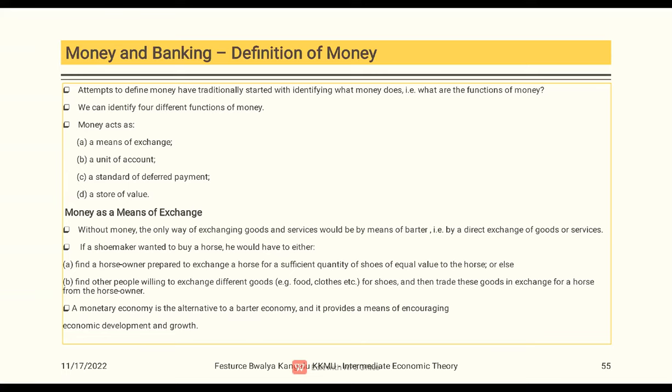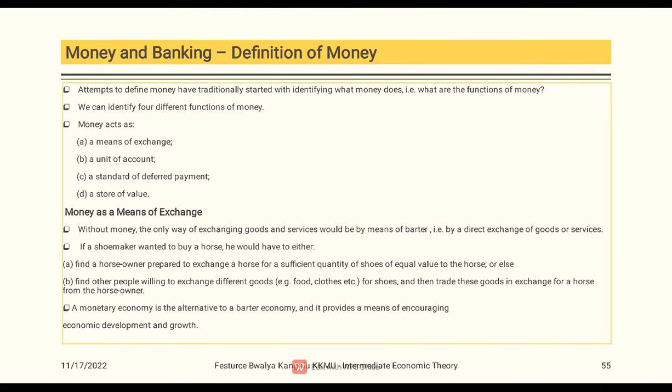So we know that money acts as a means of exchange. Again, money is a unit of account. Then money is the standard of fair payment. Money is the store of value. So therefore, if you want to define money, you would say money is just anything of value that is used as a means of exchange, as a unit of account, as a standard of payment, and as a store of value. So that is anything that meets the following functions. That is money. Is that clear?